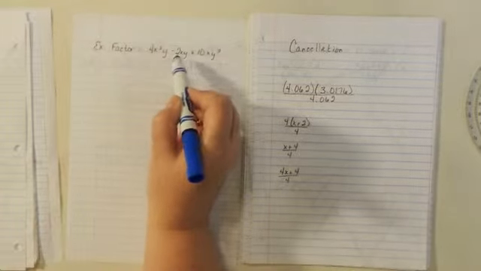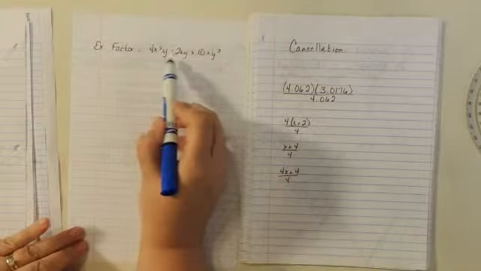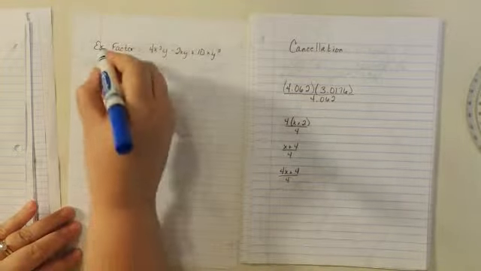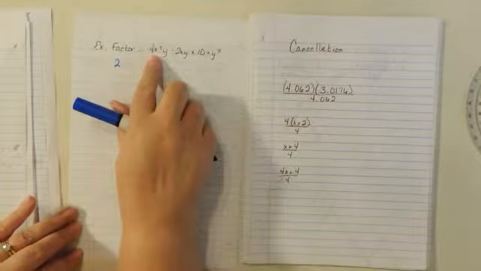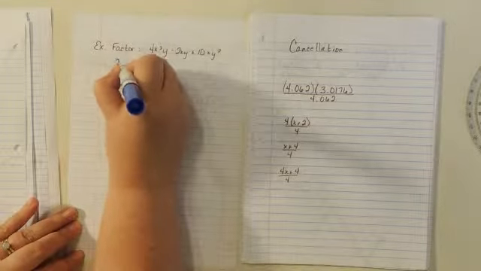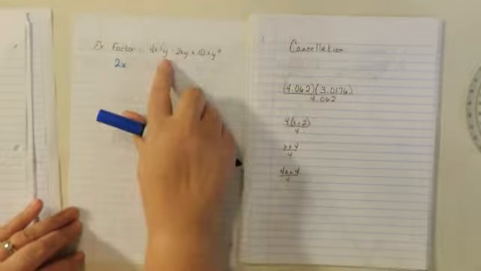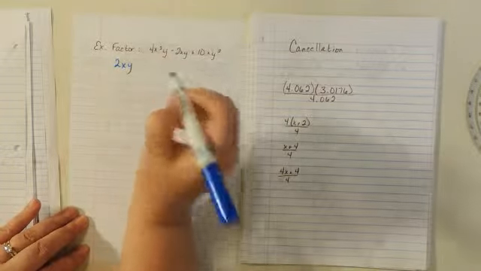We're going to factor 4x squared y minus 2xy plus 10xy squared. Okay, so from the coefficients we have 4, 2, and 10. Our greatest common factor is going to be a 2. For our x's, we have x squared, x, and x. So our greatest common factor is just an x. For our y's, we have y, y, and y squared. So we're going to pull out a y from each term.